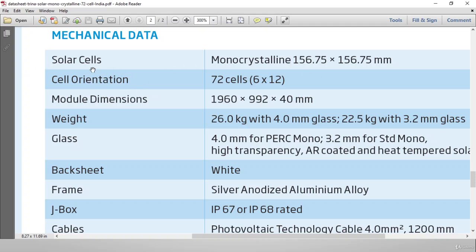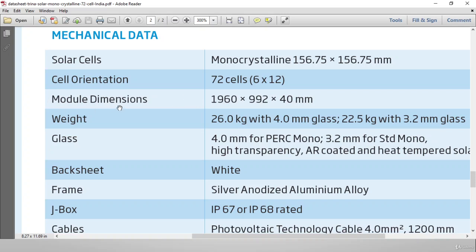Next is the cell orientation we require, that is how many solar cells we are using and how many solar cells are connected in series combination. In this case, it is 72 solar cells, arranged 6 by 12. That is, each row carries 12 cells, there are a total of 6 rows, and each row is connected in series combination. So we must know which manufacturing technology is used and the number of solar cells whenever we choose a solar panel for home system design.